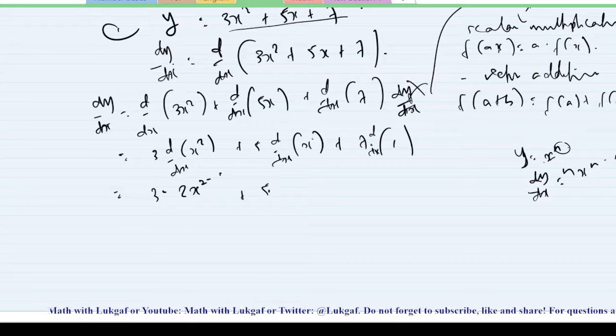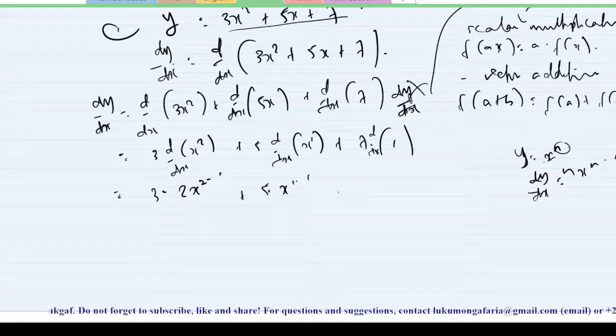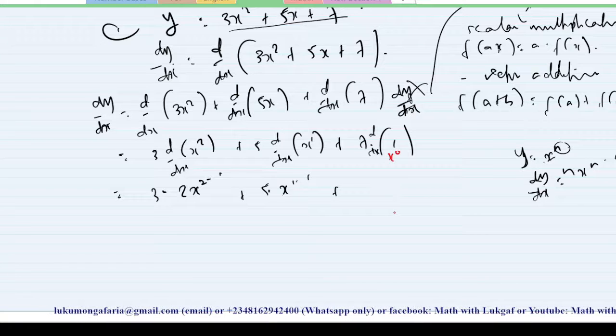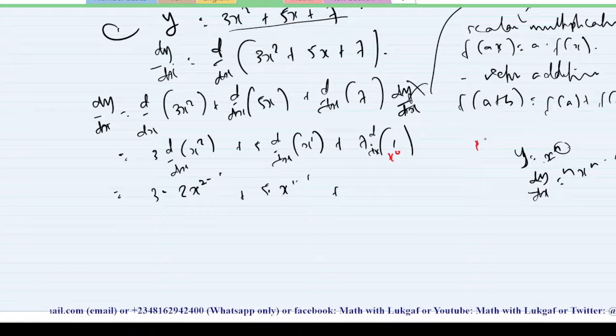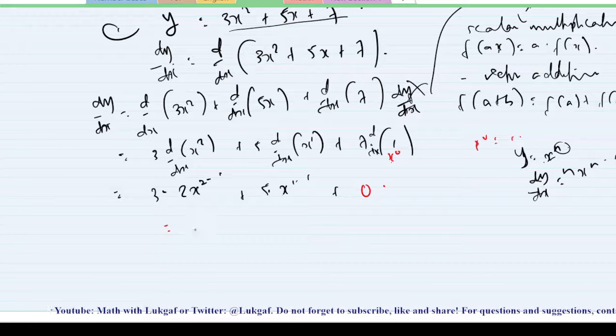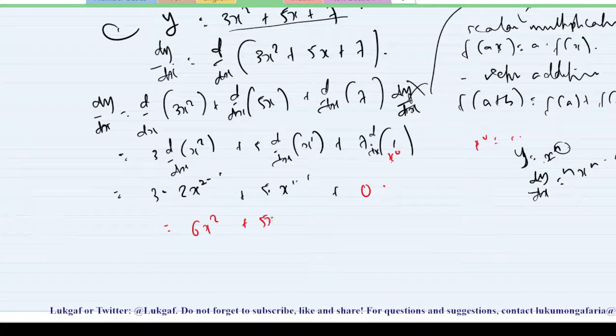then plus 5. Don't you have 1 here before? So then you have x raised to power 1 times x is x, 1 minus 1, then plus this one, you can rewrite it as x raised to power 0, so that we have an expression in terms of x. x raised to power 0 is 1, right? Now 0 times x is 0, and any number you multiply by 0 will give you 0 again. Then I'm going to have 6x squared plus 5x. It is as simple as this.